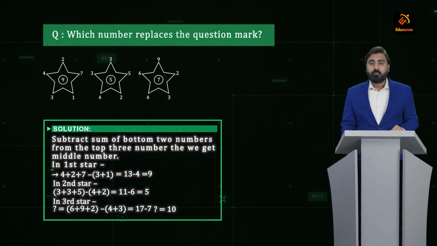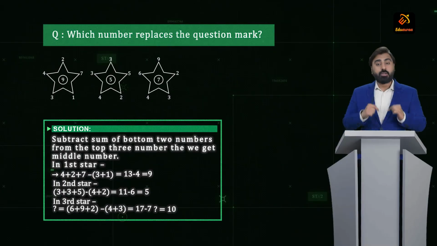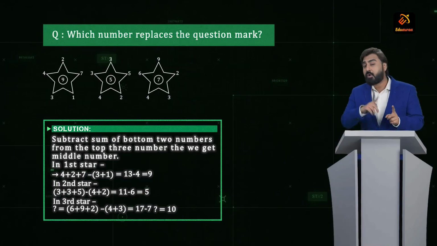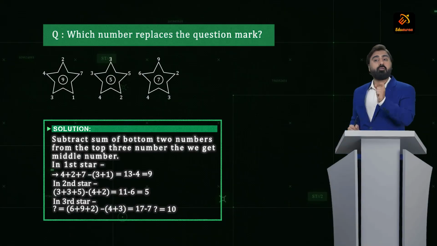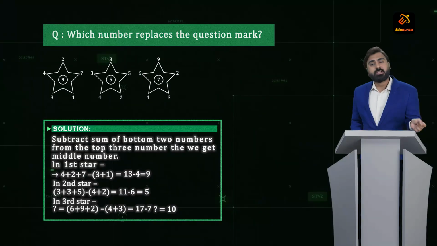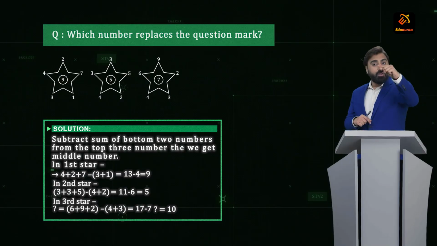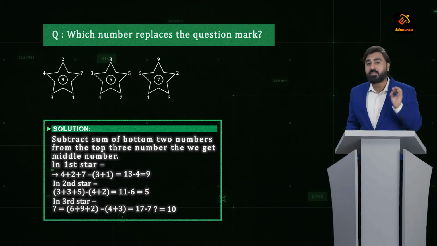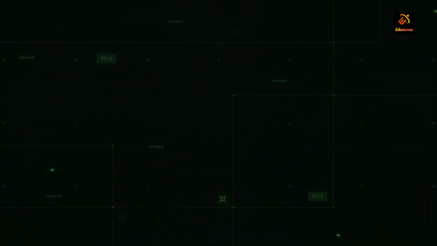Consider the second star. Add the 3 numbers on the top. 3 plus 3 plus 5, 11. And 4 and 2, 6. 11 minus 6 gives you 5. Similarly, what is the logic? Addition of the top 3 numbers minus addition of the bottom 2 numbers. So when we consider this third star, 6 plus 9 plus 2 is what? 17. And 4 plus 3 is 7. So 17 minus 7 gives us the missing number. And what is that missing number, students? Nothing but 10. End of your sum.